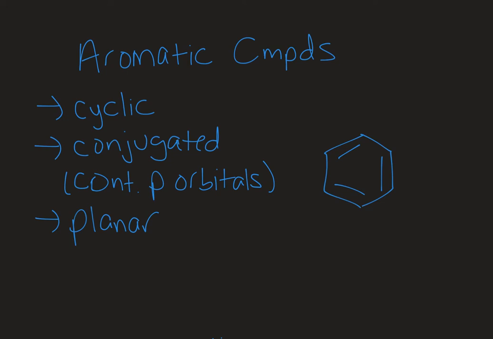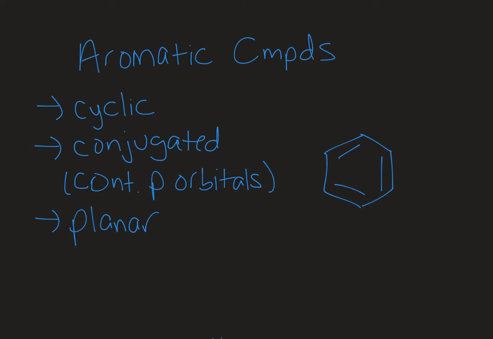In this video, we're going to look at how to identify aromatic compounds. There's three things that have to be true before we can even consider if a compound is aromatic or not. First, it has to be cyclic, so no linear systems would be categorized as an aromatic compound. Second, it has to be conjugated throughout, meaning it has to have continuous p orbitals.